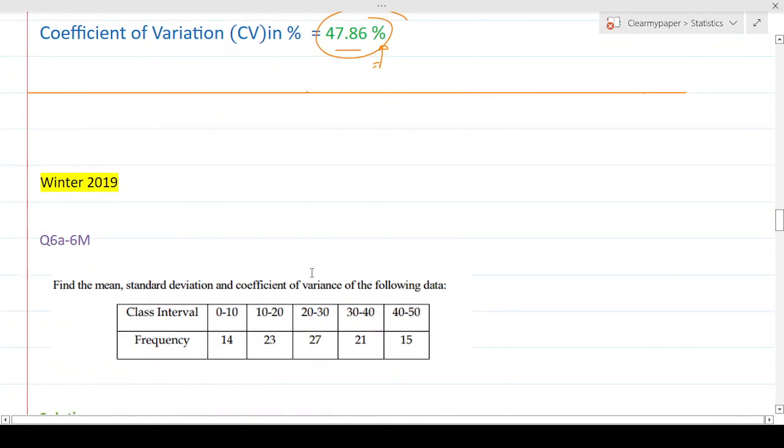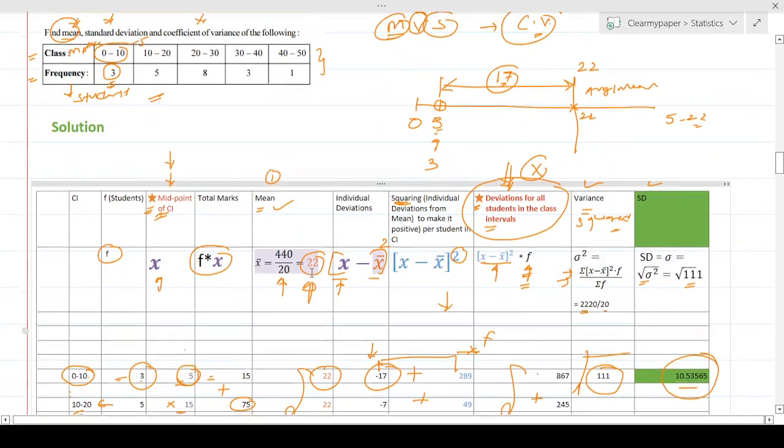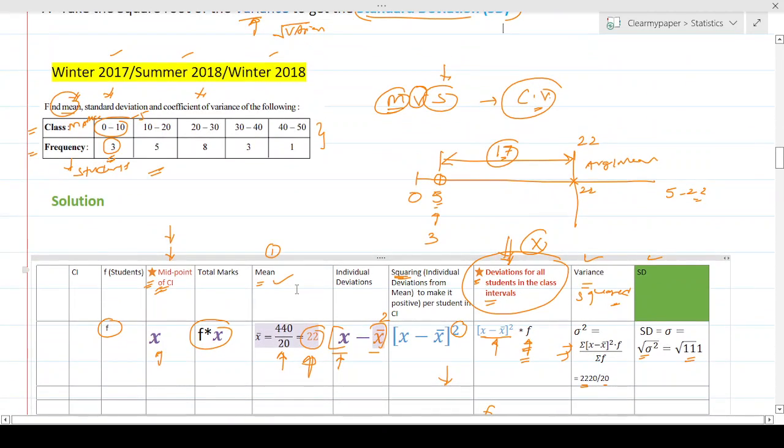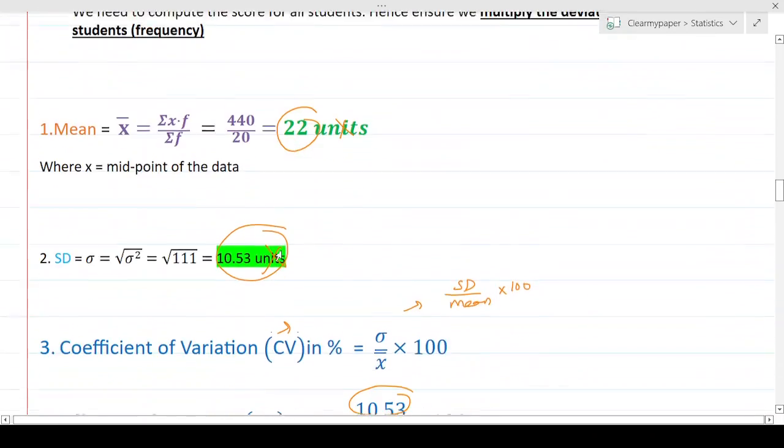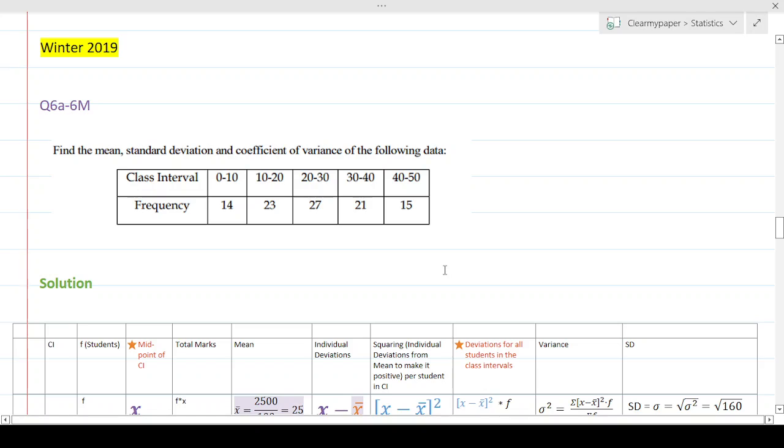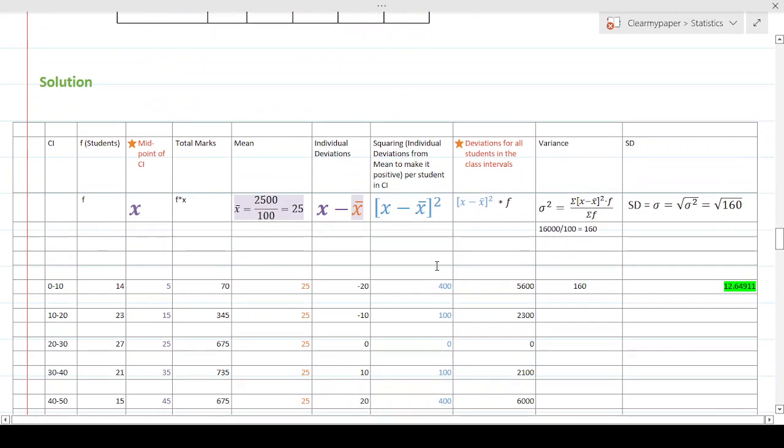Let's solve the second problem for winter 2019. Again, same pattern, no changes. That's why I'll just go fast, except for the change in numbers. Okay, so we need to find three things, the same stuff: mean, standard deviation, and coefficient of variation for this following data. Again, this is going to be group data because you have class intervals, and then you do exactly in the same sequence whatever I've done before.